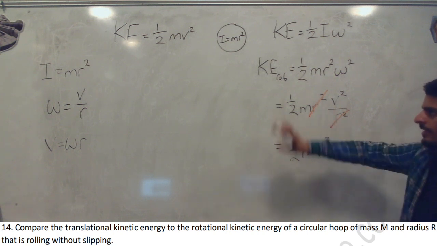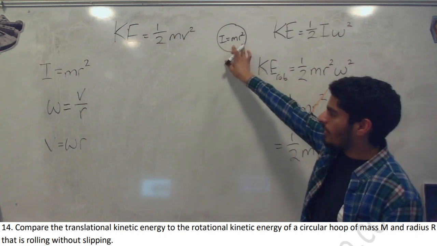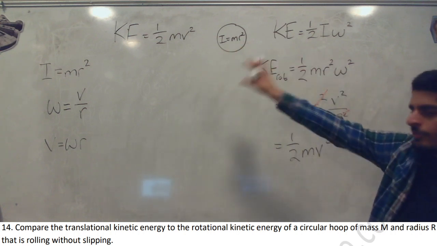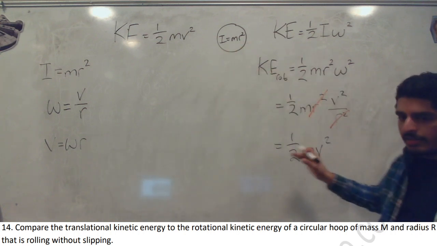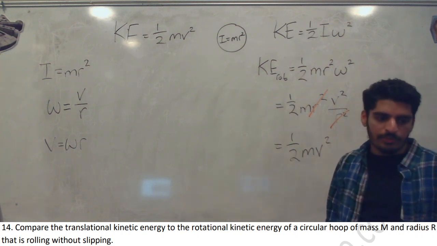But whenever you have a hoop, something with a moment of inertia of just mr squared, that's when your translational and your rotational kinetic energies will always be identical. So your answer should be E. They are both equal. Should be E. They're equal.